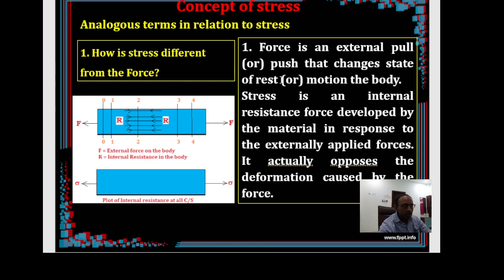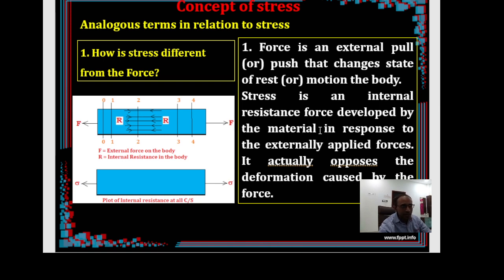The force is an external pull or push that changes the equilibrium of the body, whereas stress is an internal resistance experienced or developed by the material, right? Now I am defining stress as an internal resistant force developed by the material in response to the externally applied forces. In other words, if external forces are not there, there is no question of development of stress, right? So differentiating here, force is an external pull or push that changes the equilibrium of the body, whereas stress is an internal resistant force developed by the material, right?